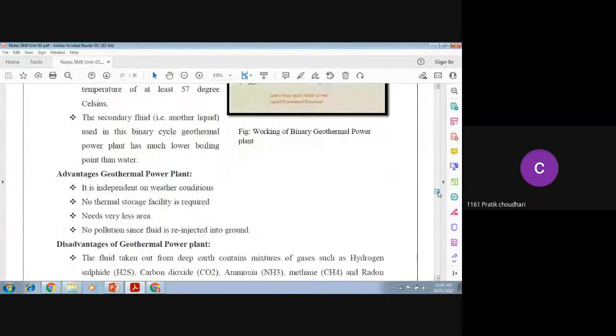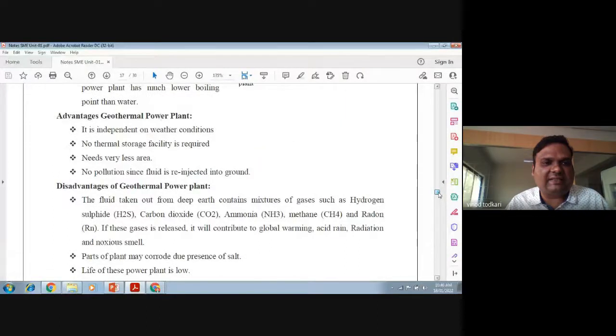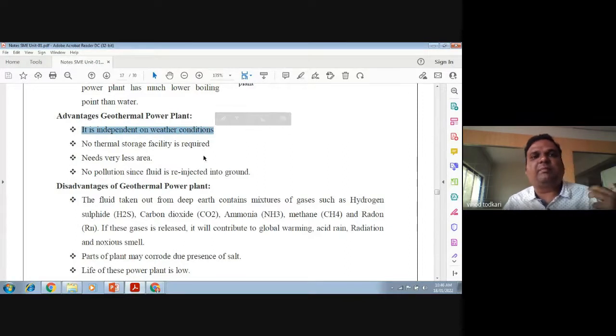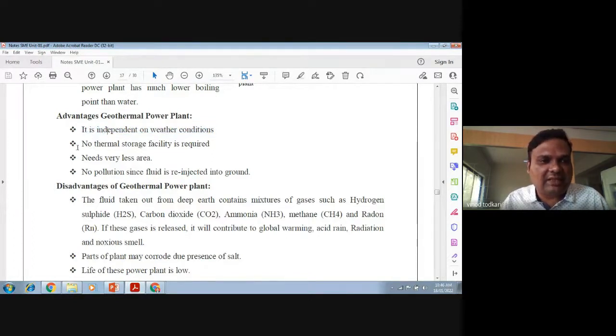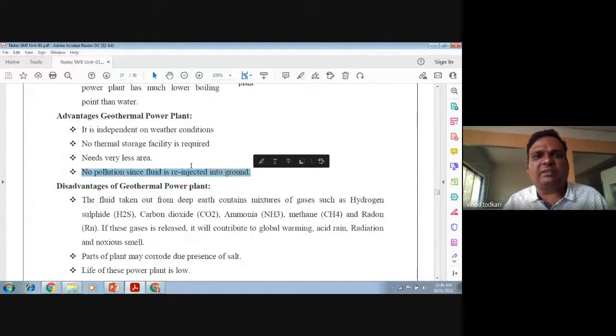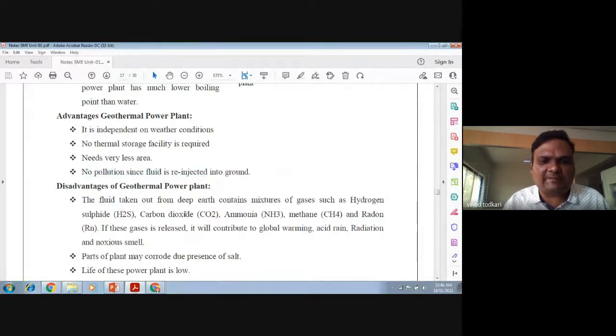Now see, these are the advantages of a geothermal power plant. It is independent of weather conditions. It may be summer, it may be winter, it may be the rainy season, but the temperature inside the earth's crust will remain the same. No thermal storage facility is required. It needs very little area, and there is no pollution. In the case of all renewable energy sources, there is no pollution.